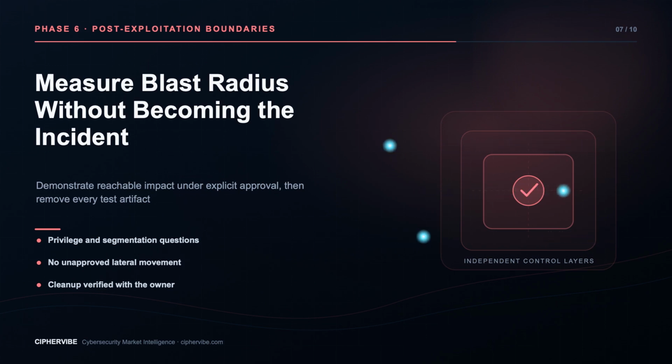Persistence should be prohibited unless explicitly required and tightly controlled. Any test account, temporary key, uploaded file, agent, firewall change, or configuration adjustment must be inventoried and removed. Cleanup is not complete until the owner verifies it. The test must never conceal activity from the owner, weaken security for convenience, or leave a reusable access path. Ethical testing ends with the environment under the owner's control.